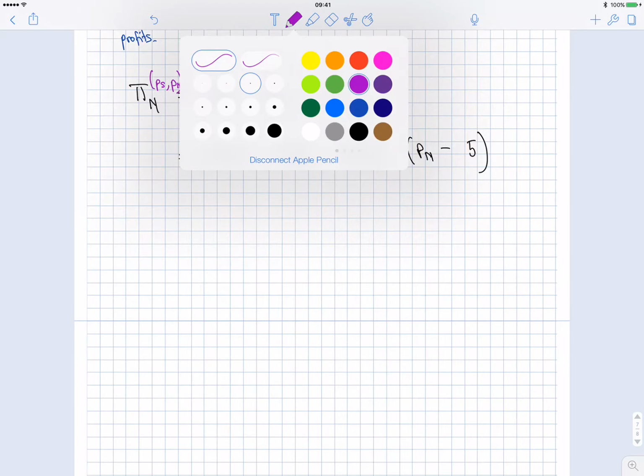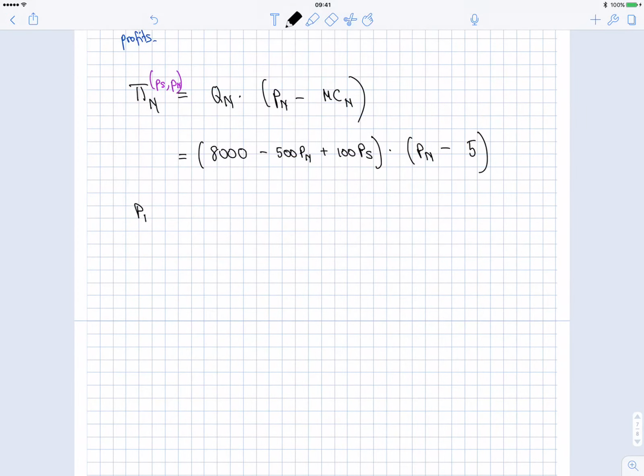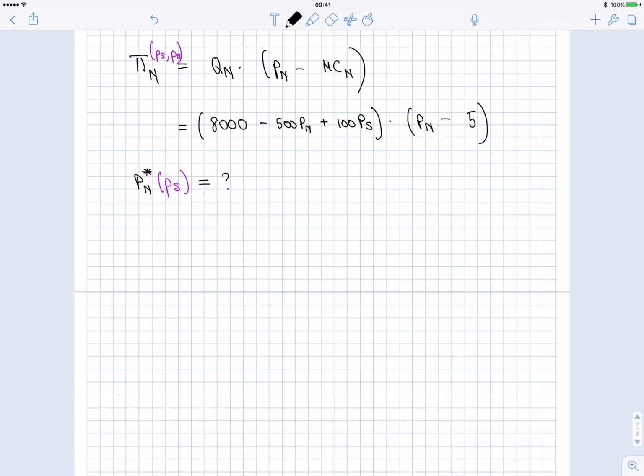Now, if I treat Ps as constant, how do I find the Pn star, or the best response function of firm N, as a function of Ps? Well, I'm going to show you two ways. Actually, I'm only going to show you one way, and see if you could figure out yourself the second way. Here's method 1. Following from the precessionals.